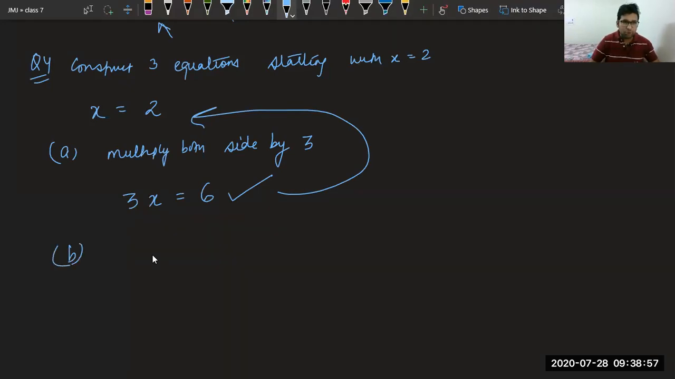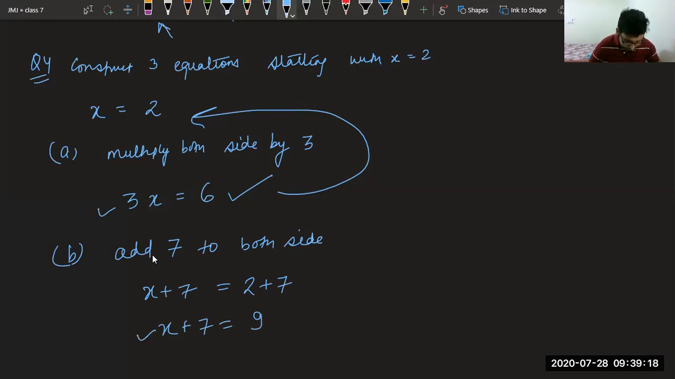Suppose B part I am doing, add 7 to both sides. I will get the second equation, that is x plus 7 is equal to 2 plus 7. So the new equation is x plus 7 equal to 9. This is the second equation, first equation. Yes Lavya, correct. So all of you please give me an example.